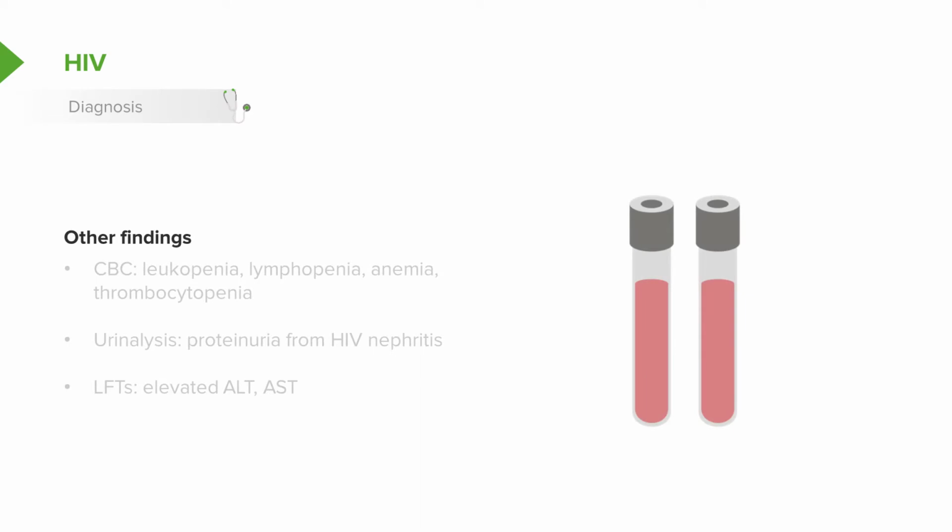There are other lab findings in acute HIV infection. A CBC may show leukopenia, lymphopenia, anemia, or thrombocytopenia. These all happen in HIV. Additionally, patients may develop proteinuria from an HIV nephritis. That's usually a little bit later on. Patients may also have elevated ALT and AST.